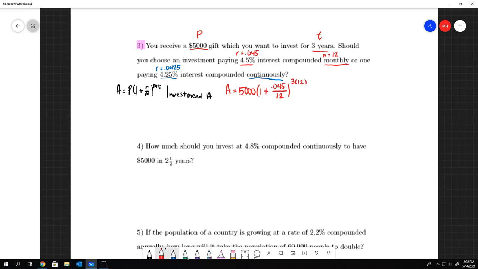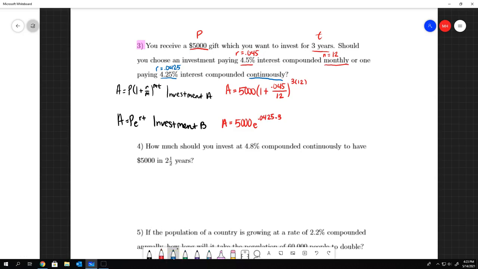We're going to go ahead and set up investment B, and then we'll find out the difference between the two to see which one's better. So my second one is compounded continuously, so we are using A equals P e to the rt for investment B. So A equals the initial, which is still 5,000. It's the same for both of them. E, our rate this time is 0.0425 times 3.